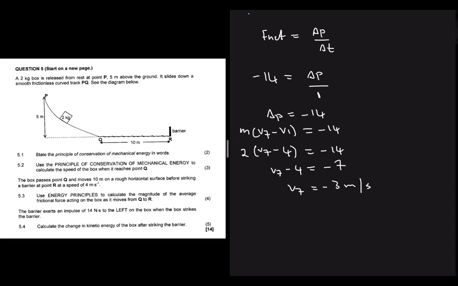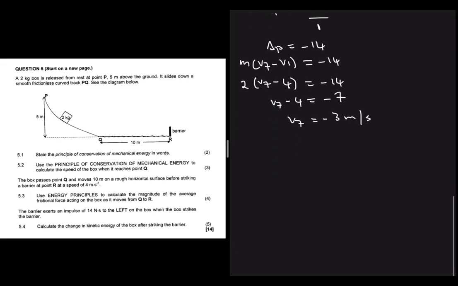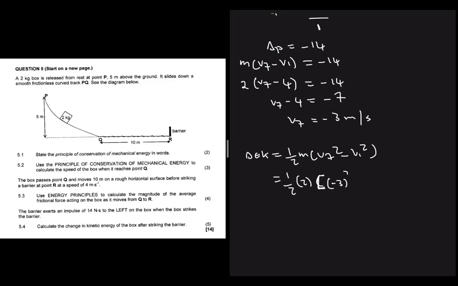But then Vf is not the only thing we are interested in. We're interested in the change in kinetic energy. So that will be change in Ek equals 1 over 2 m times Vf squared minus Vi squared. 1 over 2, the mass is 2 kg. Vf squared is minus 3, which is going to get squared, so the negative sign is going to disappear. So we have minus 3 squared minus V initial squared, which is 4 squared.